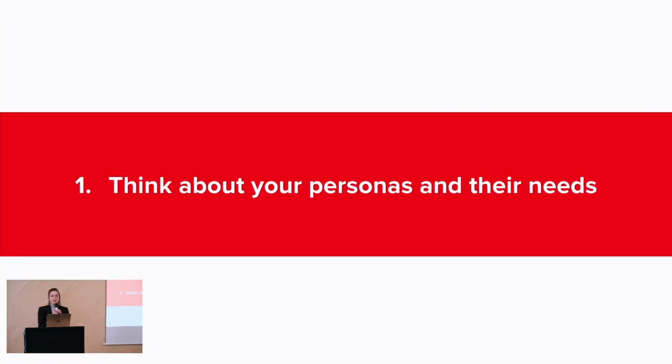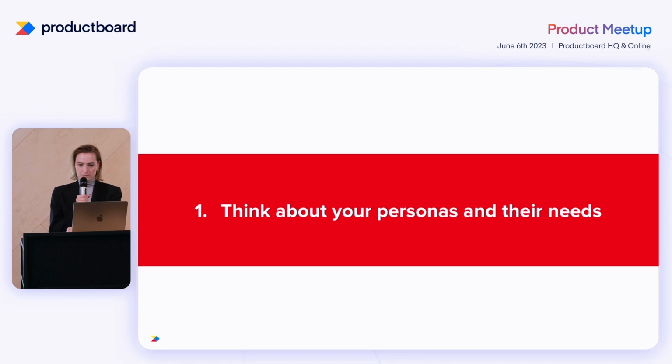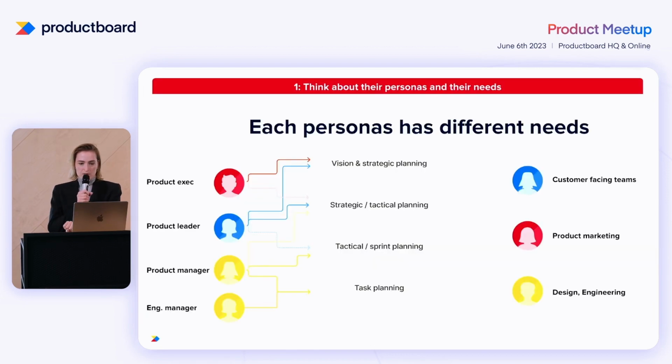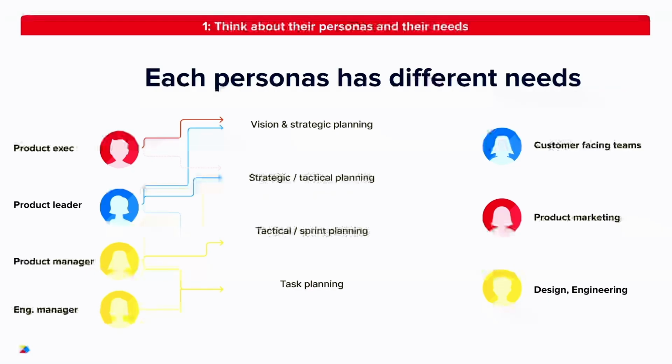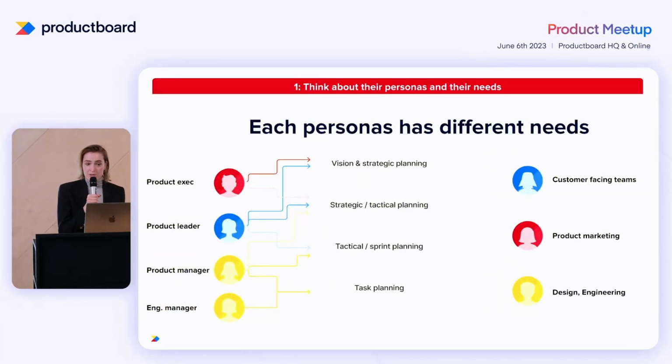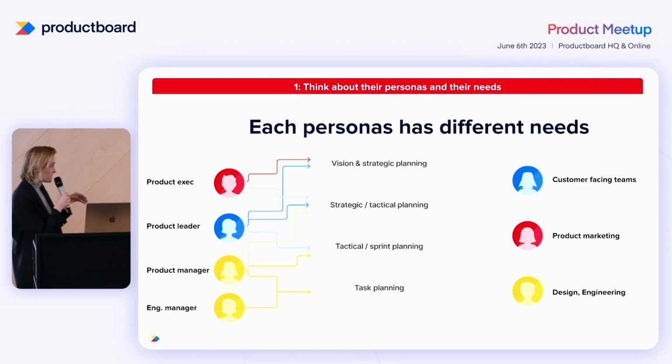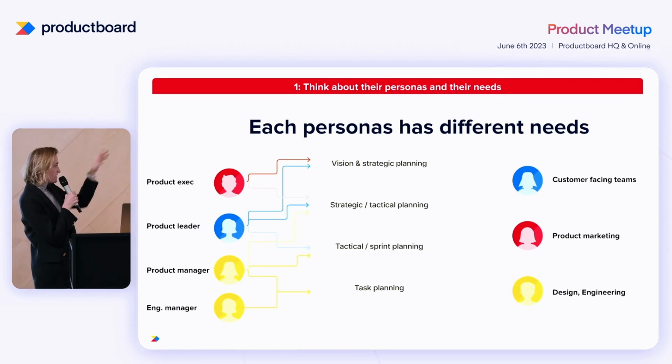So let's talk about personas and their needs. Imagine what are the different personas in your organization that you might want to think about, right? So for me, as a product manager in Productboard, I would probably think about these personas. This actually might differ based on your organization and based on the roles that you have there, but I would think about these ones. We can maybe start with the product section here.